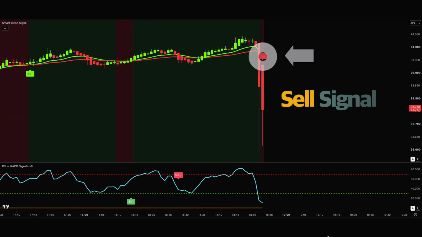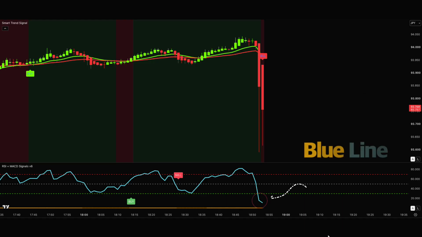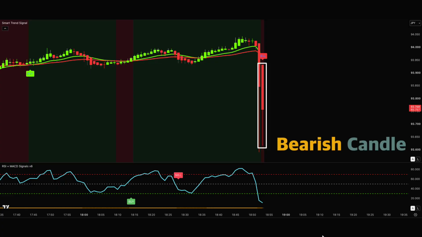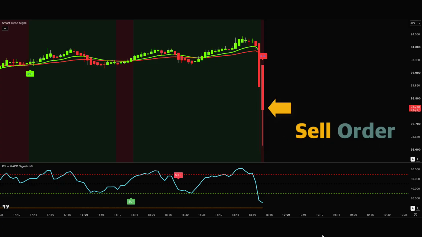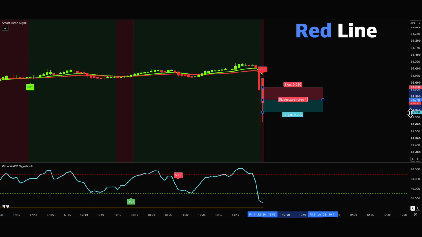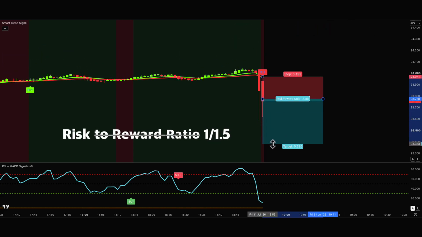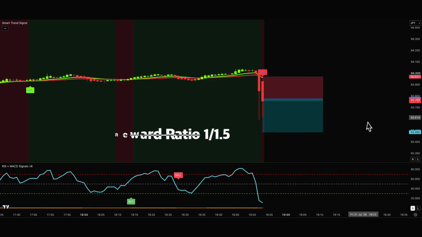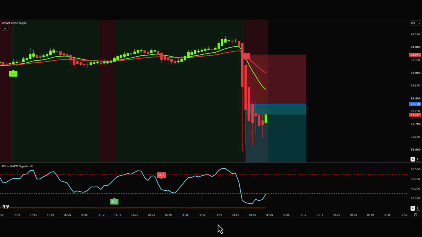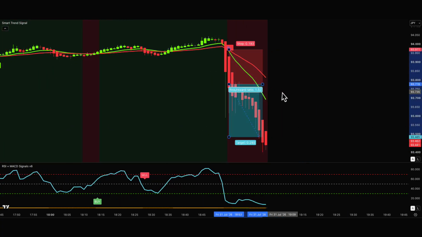When the smart trend signal label down of this is a sell signal, when the blue line of RSI plus MACD signals is below the green line, and when the market forms a bearish candle, if these conditions are fulfilled, then we will place a sell order. Our stop loss is to be placed at the red line, and the risk to reward ratio will be 1:1.5. The market has completely hit the target.